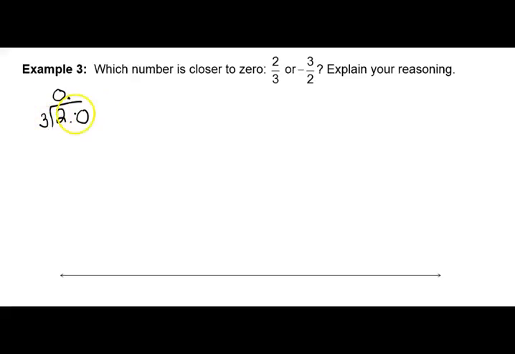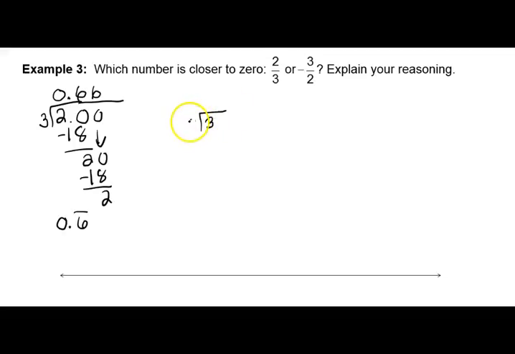How many groups of 3 go into 20? 6, and that would be 18. We have 2 left over. Add a 0 and bring it down. How many groups of 3 go into 20? 6. And this pattern is going to continue to repeat. So 2/3 as a decimal is 0.6 repeating.